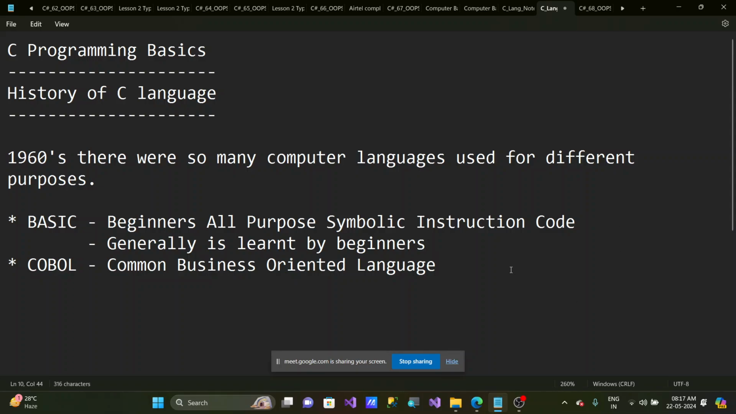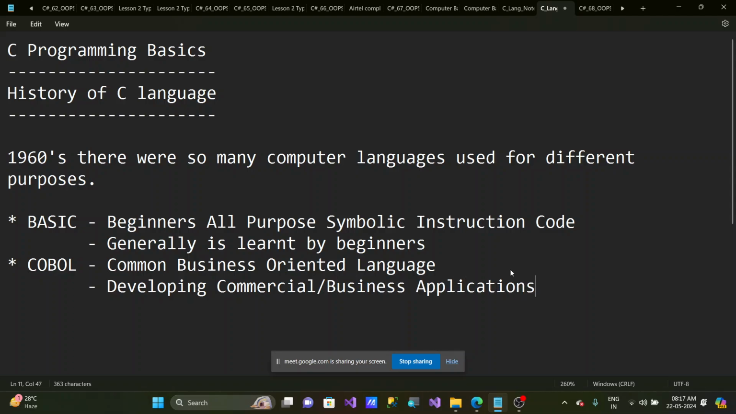Coming to COBOL language, it is used for developing commercial applications or business applications. If you want to develop any business applications or commercial applications, people use COBOL.